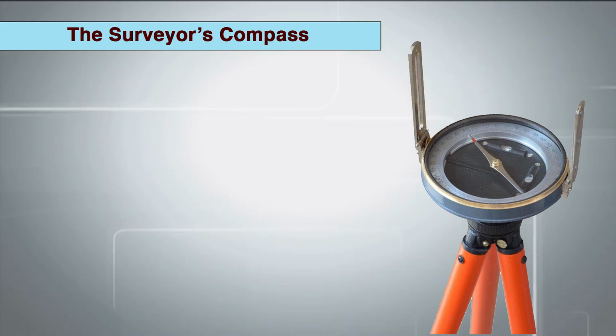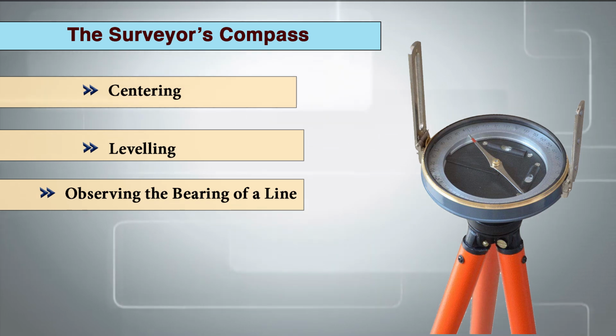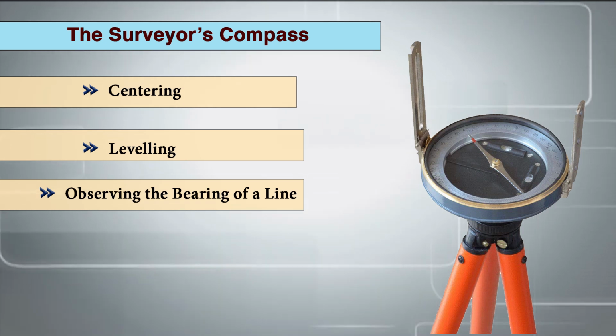What we have done in the prismatic compass: first one was centering, how we can center it, second one is leveling and third one is observing the bearing of a line. The first two operations are similar to those of the prismatic compass, but the method of taking observation differs. Observing the bearing of a line in this type of compass, the reading is taken from the top of the glass and under the tip of the north end of the magnetic needle directly. No prism is provided here.